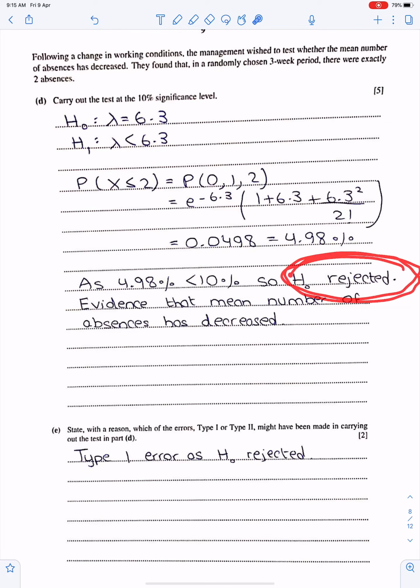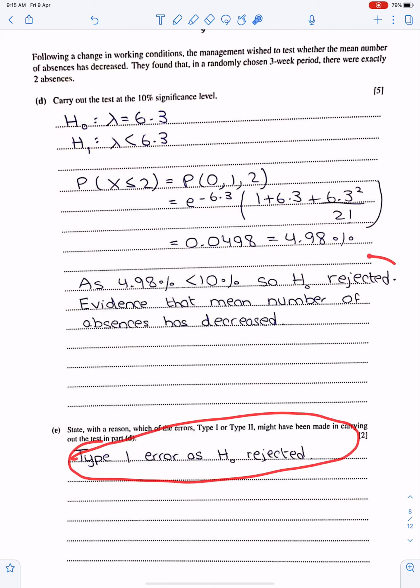Since we concluded that H naught is rejected, a type 1 error is possible. State with a reason which of the errors, type 1 or type 2, might have been made in carrying out the test in part D. Since H naught was rejected, a type 1 error might have been made. This answer depends on this conclusion. When you reject H naught, then a type 1 error might have been made, or vice versa.